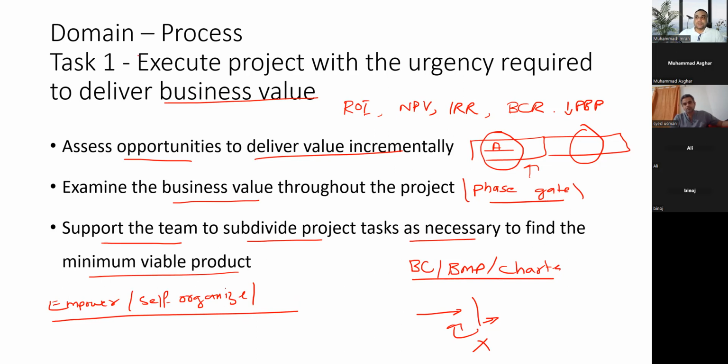So to complete this task, which is execute project with urgency, we need to find out how we are delivering incrementally, what is the business value after every phase, how can we make it better, and how to make our performance better. For sure, my performance is based upon my team. So if the team performs well, it means our project will go in the correct direction. So we have to empower the team.